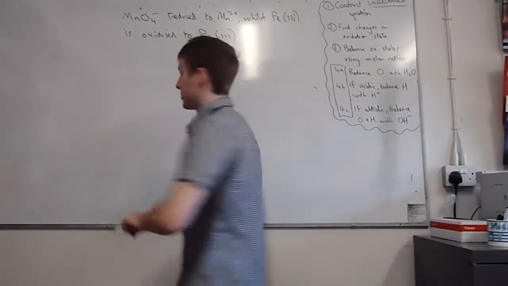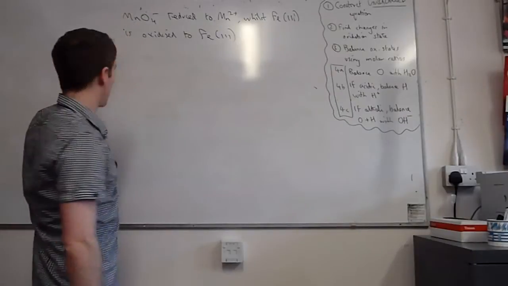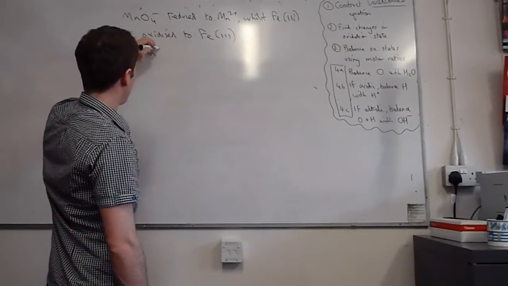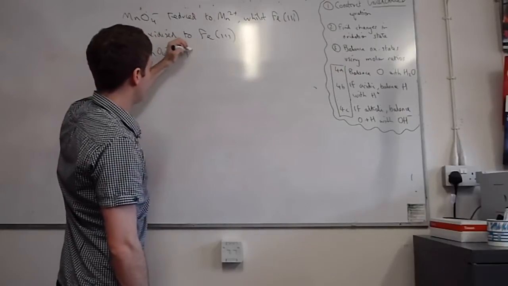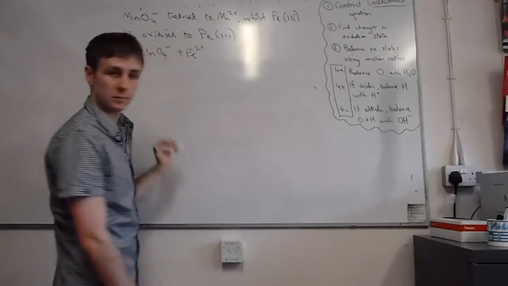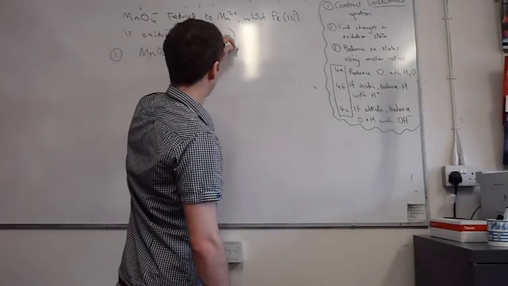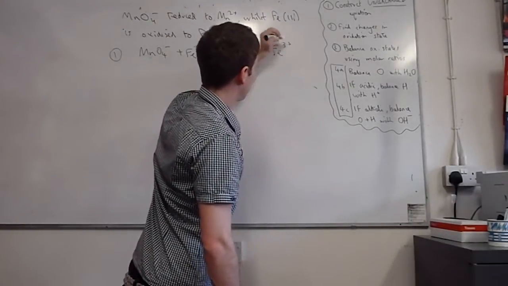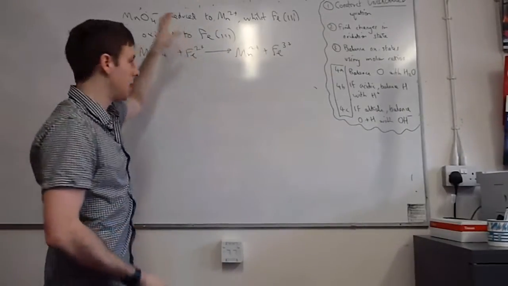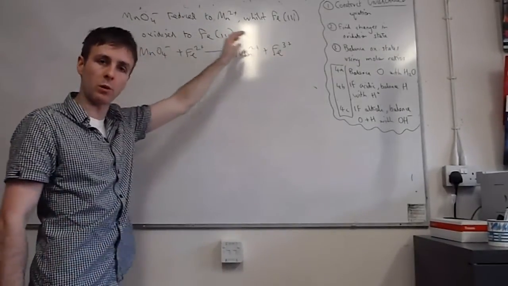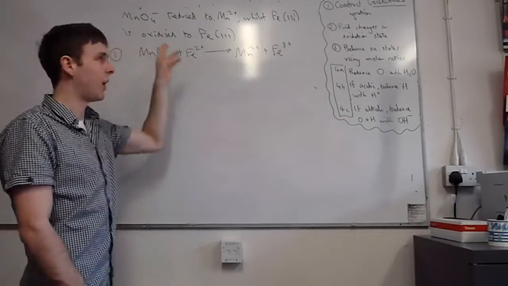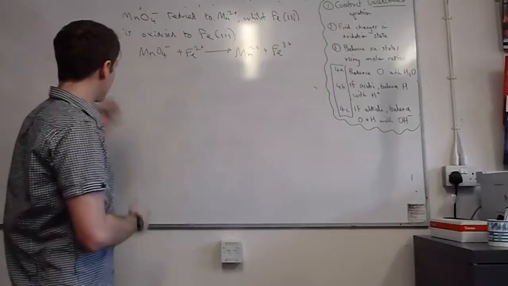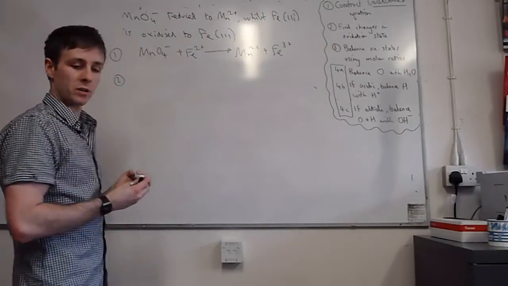Okay? So here's what I would do. First of all, let's write our equation. Step 1, our unbalanced equation. So I'm going to have MnO4 minus and iron 2 plus, and that is going to go to Mn2 plus plus Fe3 plus. So I've just picked out the information from the question and put it into an unbalanced equation. Remember, it's going to be a little bit harder in your exam, so do get a bit of practice at doing that.